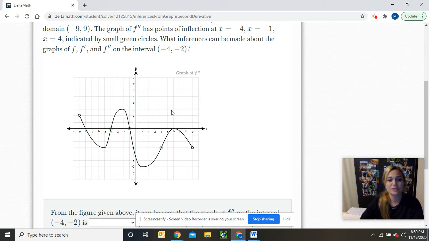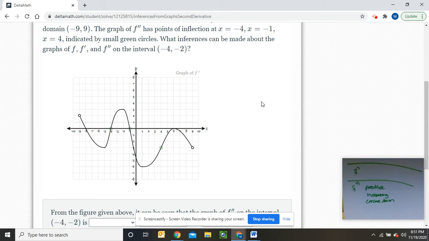Is it increasing or decreasing? Reading left to right, going up, increasing. Is this graph concave up or concave down? It looks like a frown. I'm going to say concave down. Okay, so we have this, and all of this I'm going to tell you is not actually that useful here, but we're going to go with it.